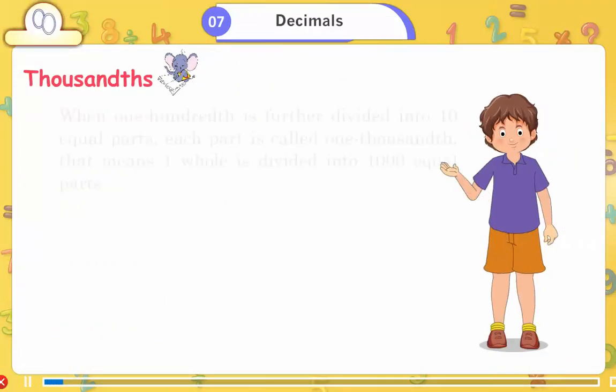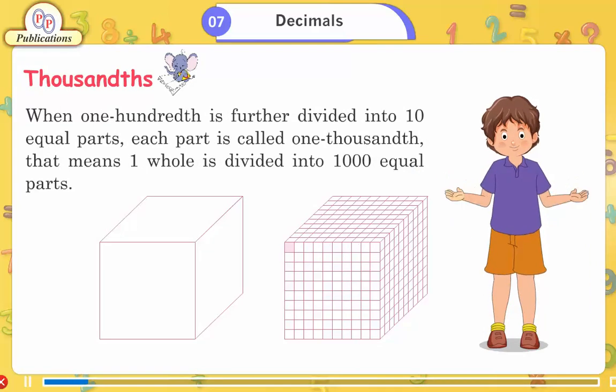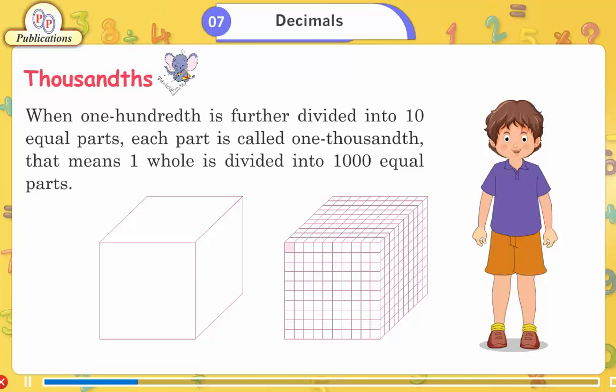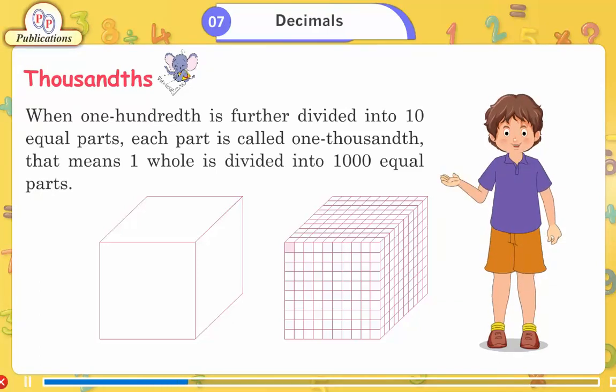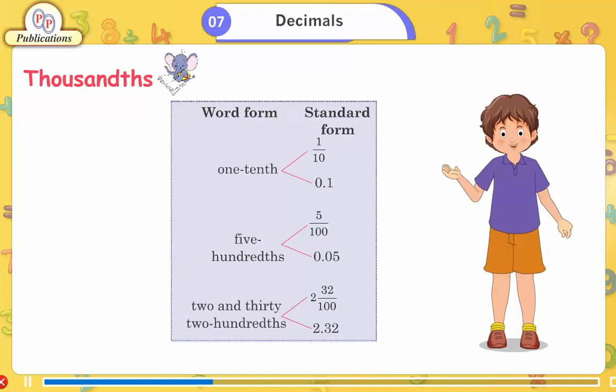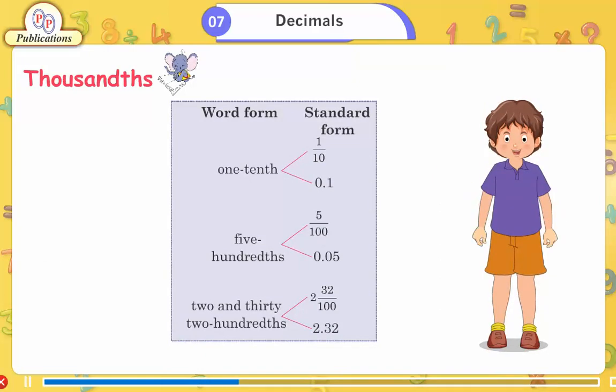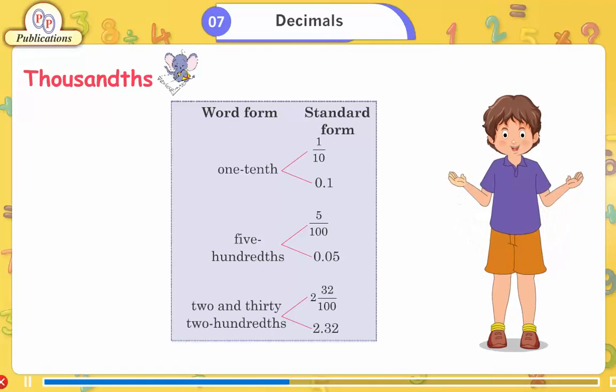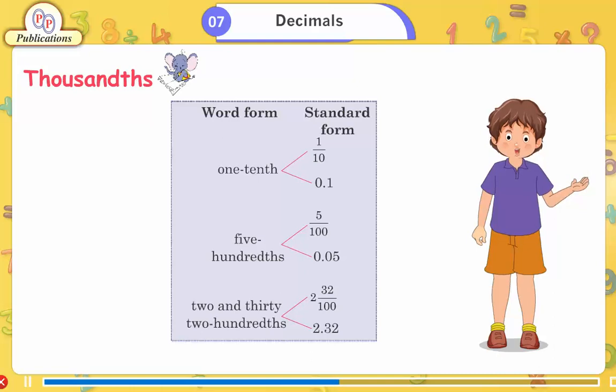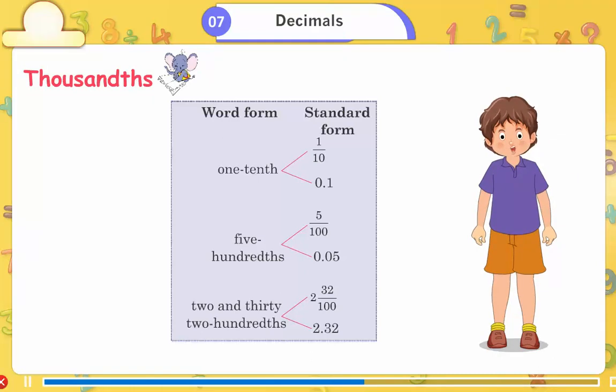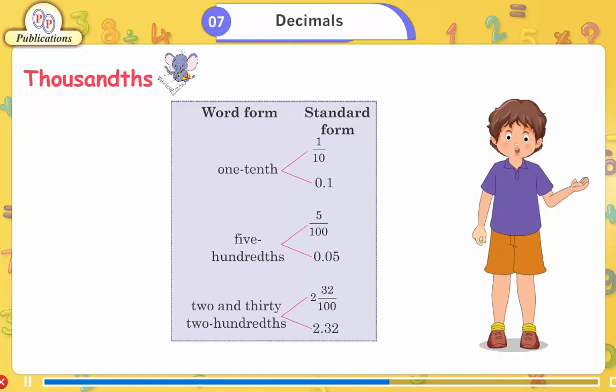Thousandths. When 1/100th is further divided into 10 equal parts, each part is called 1,000th. That means one whole is divided into 1,000 equal parts. Word form and standard form: 1/10 is 1 upon 10 or 0.1. 5/100ths is 5 upon 100 or 0.05. 2 and 32 hundredths is 2 and 32 upon 100 or 2.32.